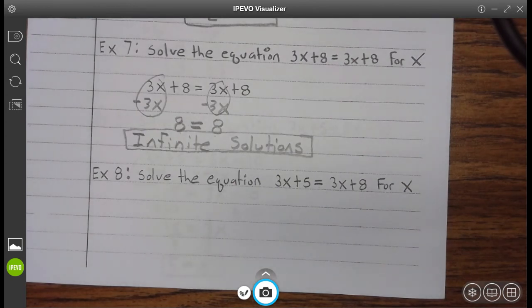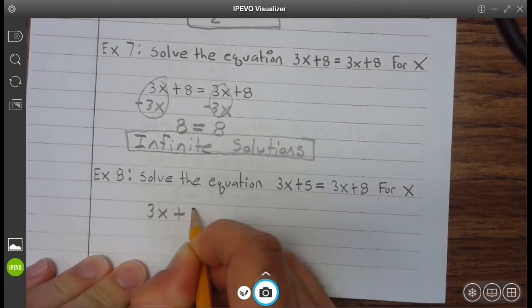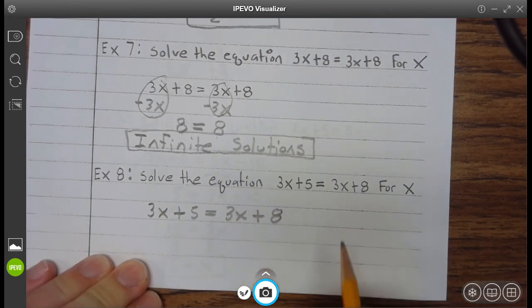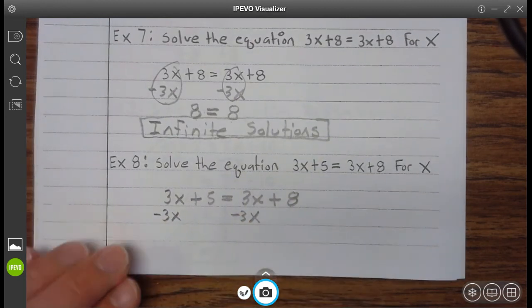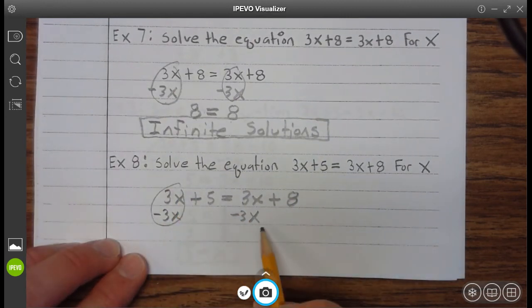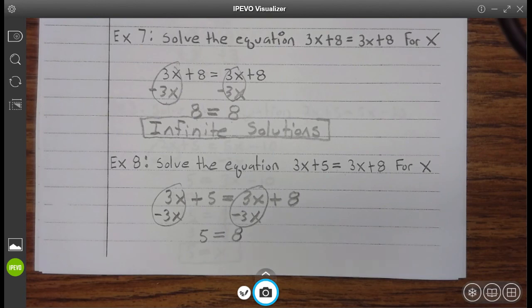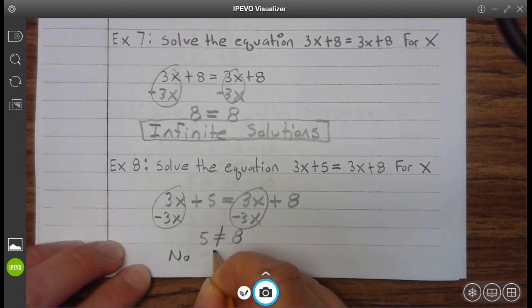All right, so now solve the equation for example 8. 3x plus 5 equals 3x plus 8 for x. So we have 3x plus 5 equals 3x plus 8. The only thing we can do is subtract 3x from both sides. Well, 3x minus 3x is 0. You're left with 5 equals 8. If the x's go away and you're left with a statement that will always be false, 5 will never equal 8, we call that no solution.